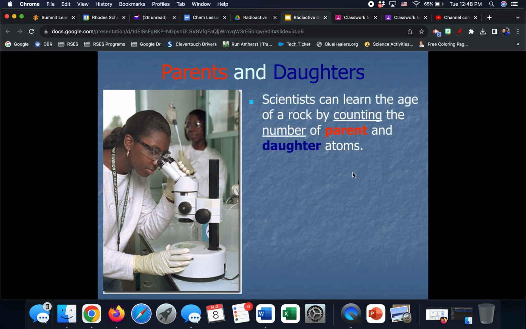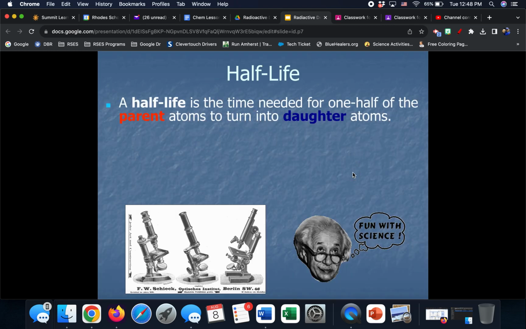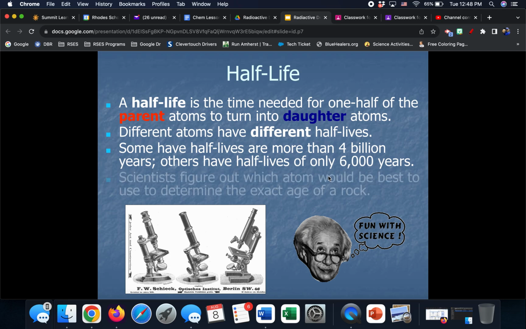So how do scientists learn about things like the age of the Earth? Well, they count the number of parent atoms and daughter atoms, and then they compare what percentage of the atoms are parent versus daughter, and they'll see how many half-lives have passed. Some half-lives are more than 4 billion years, others shorter, like 6,000 years, and they are able to distinguish based on the different elements.